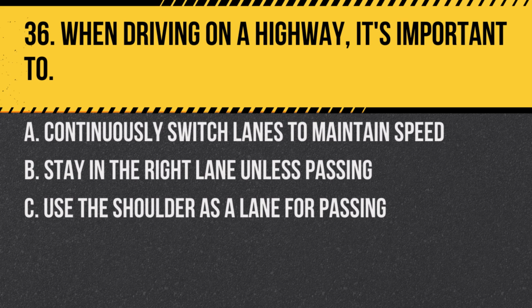Question 36. When driving on a highway, it's important to: A. Continuously switch lanes to maintain speed. B. Stay in the right lane unless passing. C. Use the shoulder as a lane for passing. Answer: B. Stay in the right lane unless passing. This keeps the flow of traffic smooth and allows for safe passing.